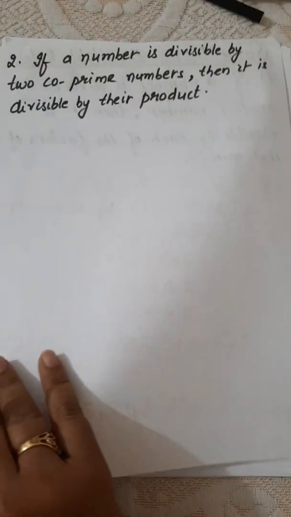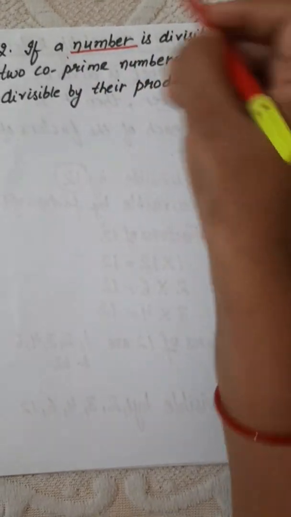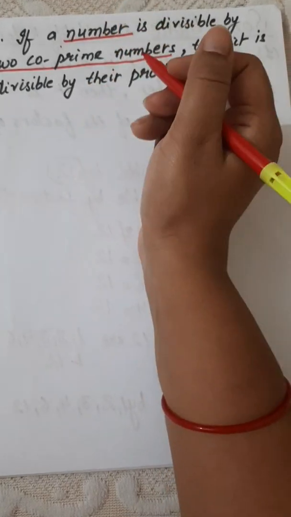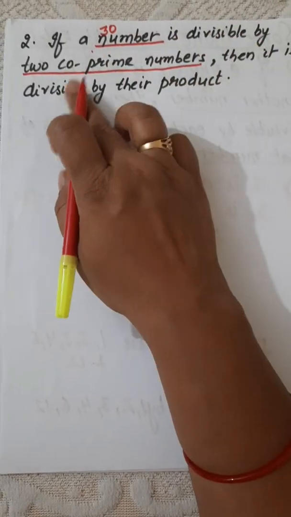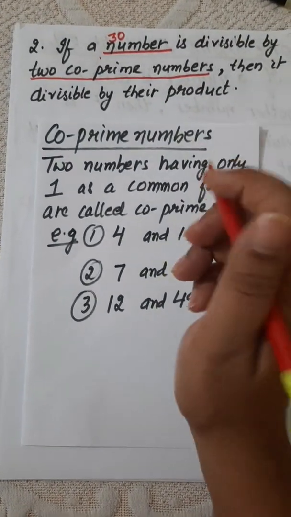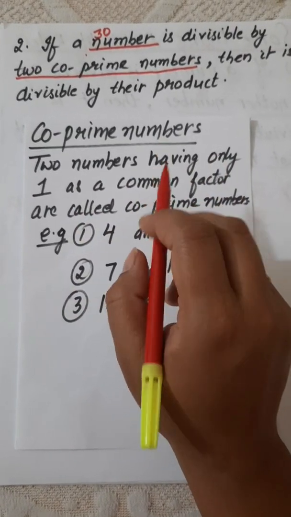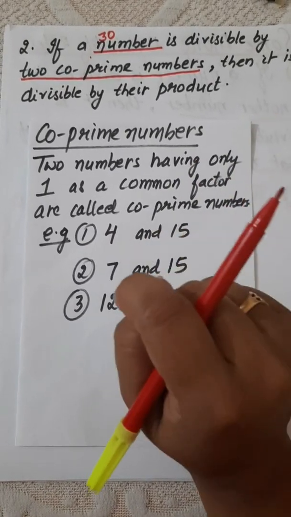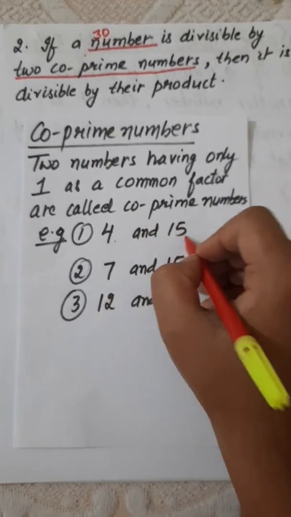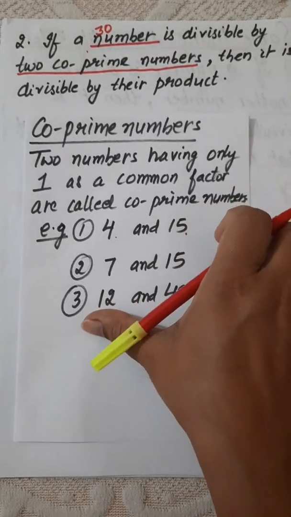So we have the second divisibility rule. If a number is divisible by two co-prime numbers, here we have the number 30. Firstly, let's recall what we mean by co-prime numbers. Co-prime numbers are two numbers having only 1 as a common factor. We did this in the earlier videos. For example, 4 and 15: in these two there is one common factor, that is 1. Such numbers are called co-prime numbers.